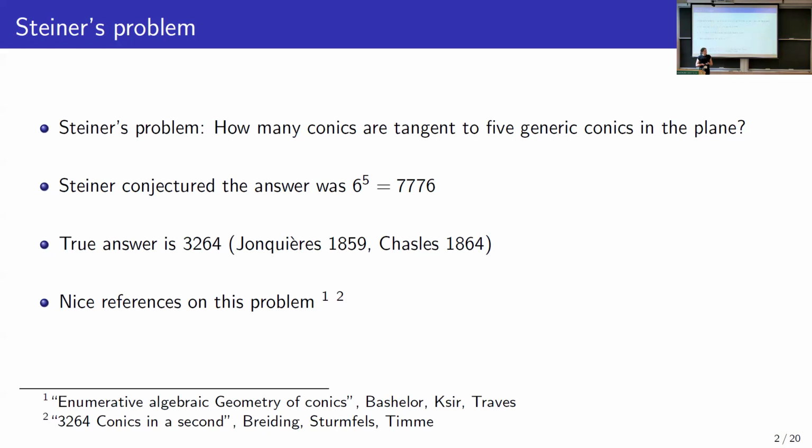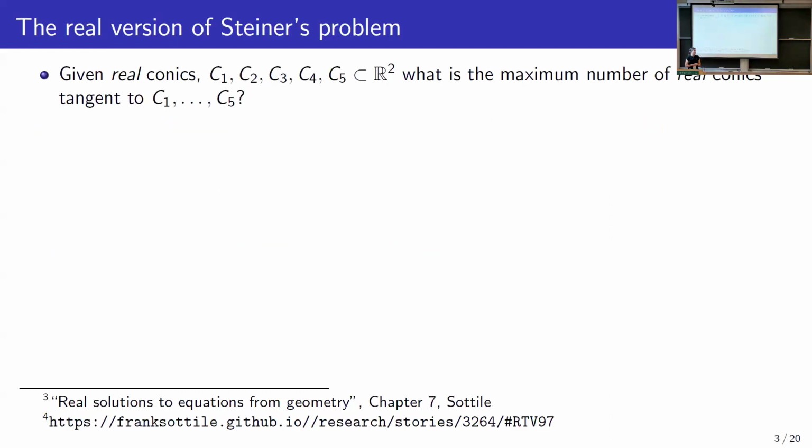Over 160 years, yes. So fine, but there's actually maybe a more interesting variant of this problem, which is the real version. What the real version would say is, suppose I give you 5 real conics, so just 5 conics in the plane. What is the maximum number of real conics tangent to C1 through C5? Of course, 3,264 is going to be an upper bound, because that's the complex bound. But it's not clear that this is achievable, that there exists a configuration of 5 conics such that all 3,264 tangent conics are real.